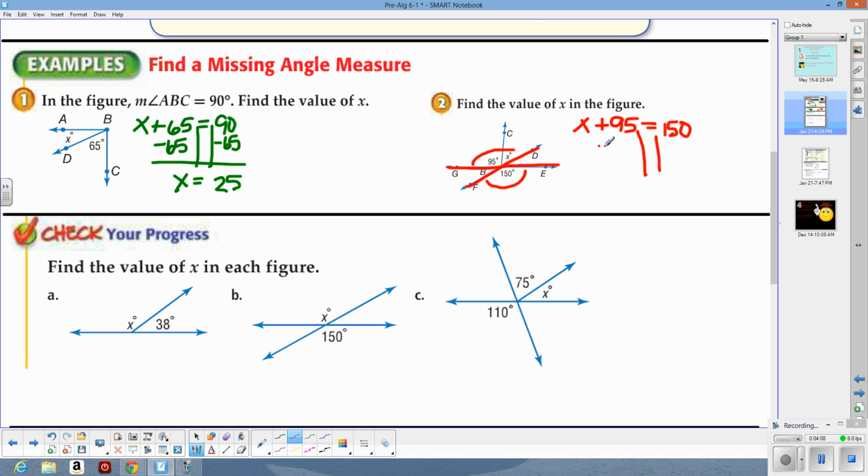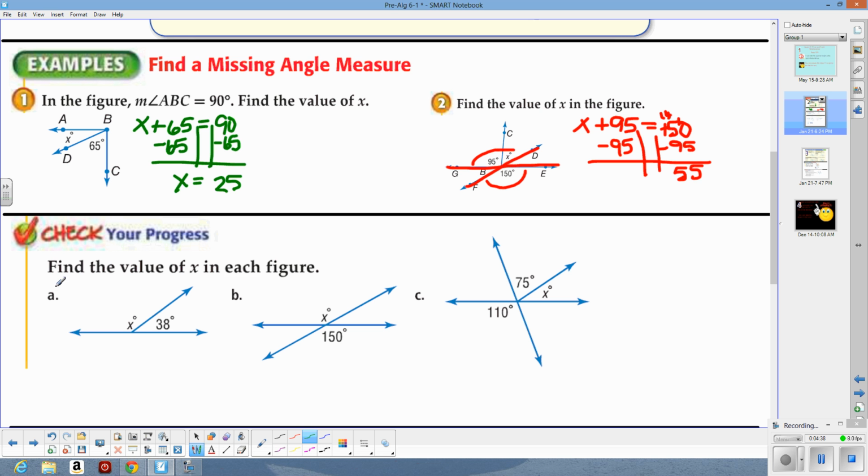Subtract 95 from both sides. 150 minus 95 ends up being 55. So X has a value of 55. It's 55 degrees. You may want to pause the video and try the next few on your own.